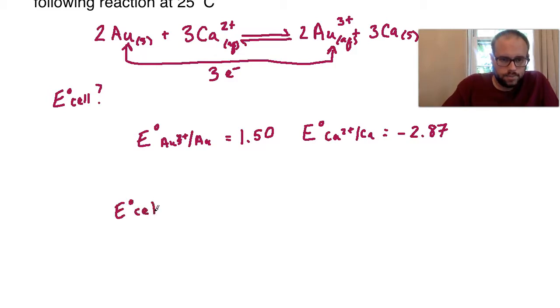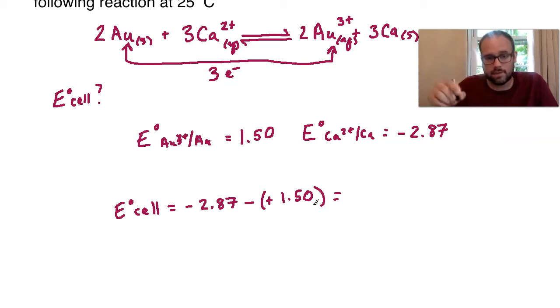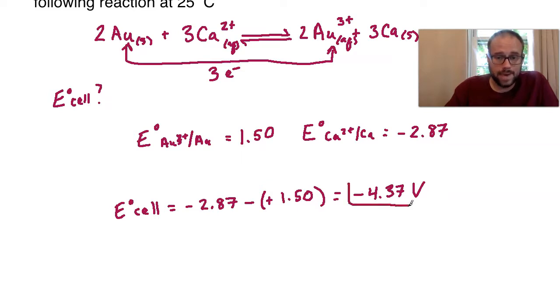Right? E cell is going to equal negative 2.87 minus a positive, so I'll still subtract that in this case, 1.50, right? And so what I end up with is negative 2.87 minus 1.50 is going to give me a negative 4.37 volts. So we finally have an E cell here that has a negative value associated with it. That means I should probably see a positive delta G when I finish this setup here.